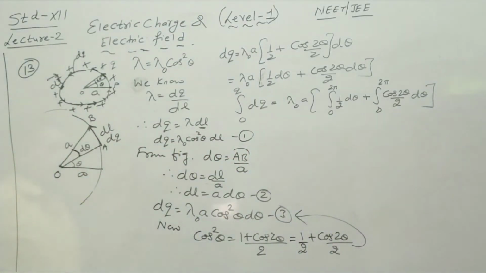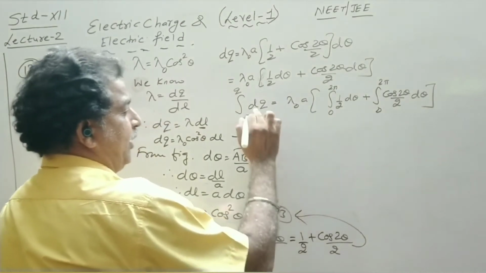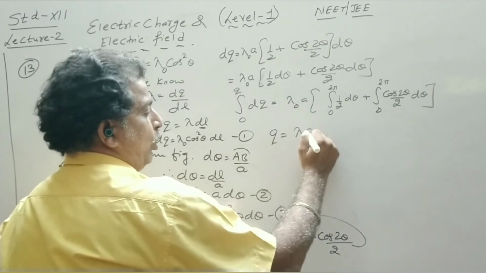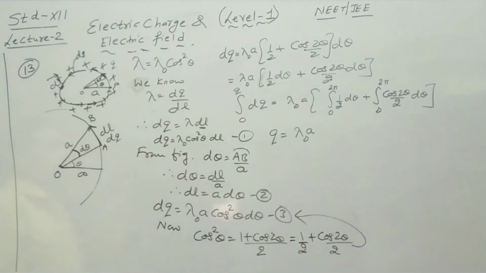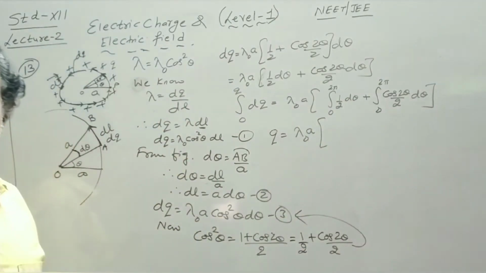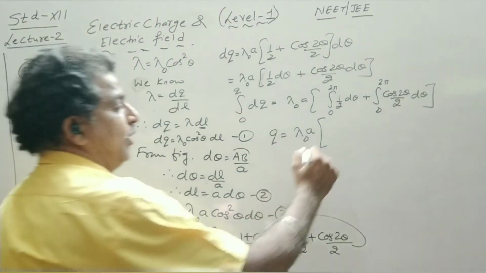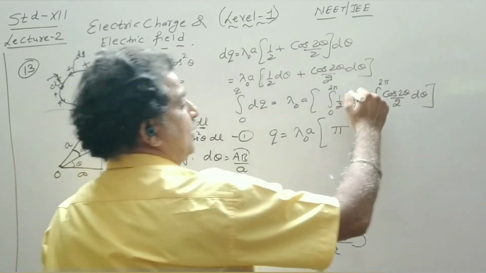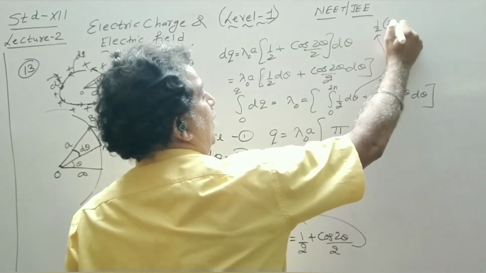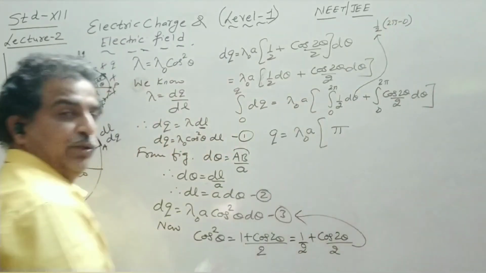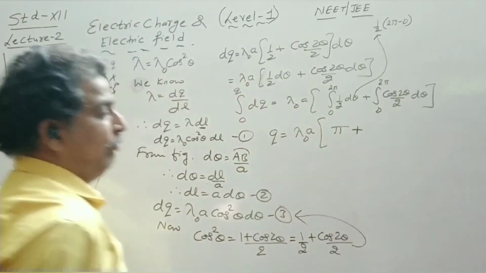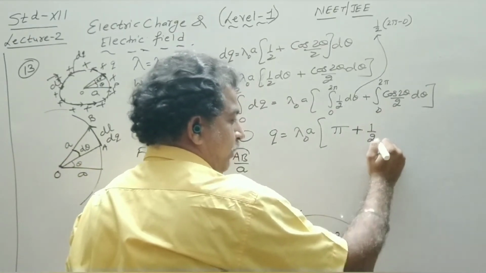So this is the integration. The dq integration is q final minus initial, so it becomes q equals lambda naught A. Then half remains constant, integration of d theta is theta, limit is 2 pi minus 0, so it comes out to be pi, plus integration of this, where half is taken as common.